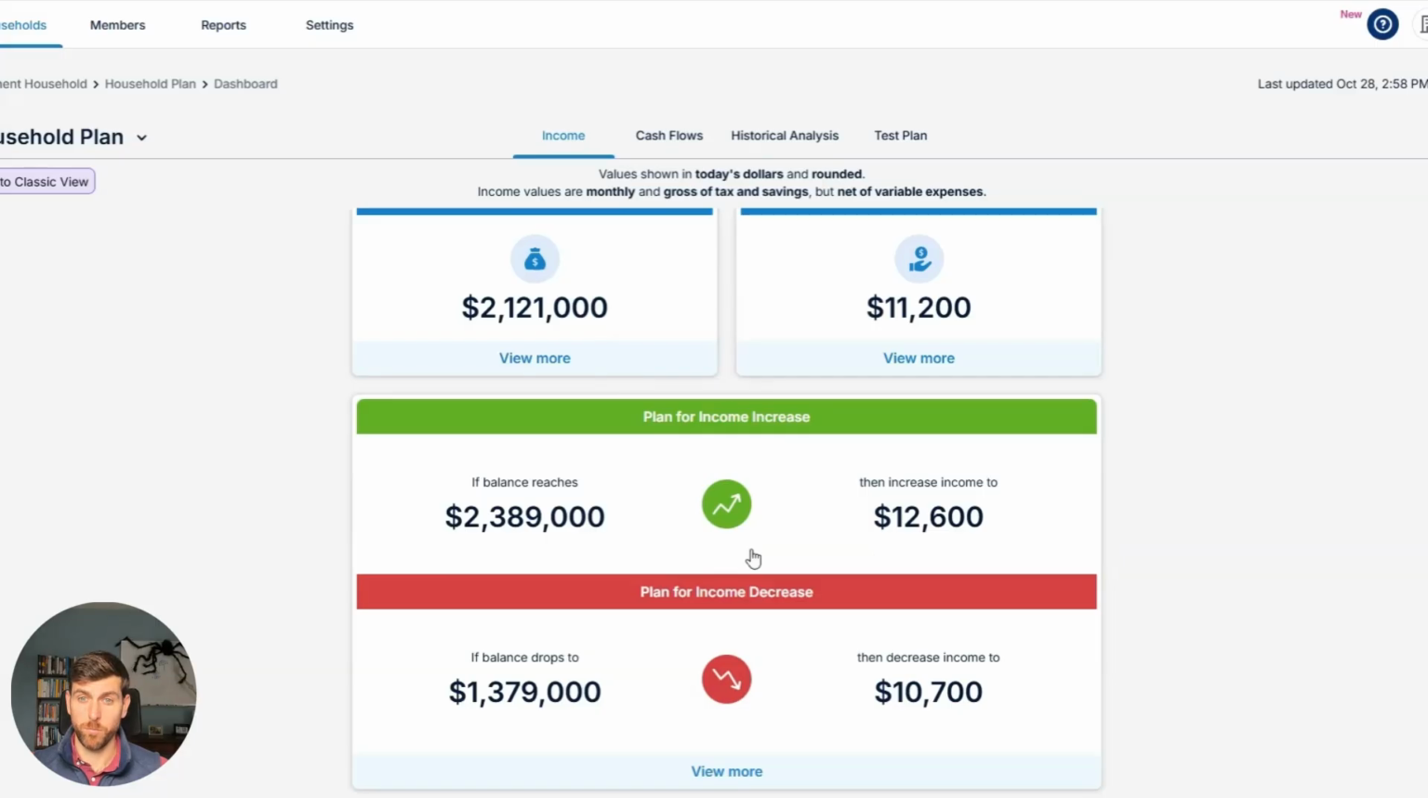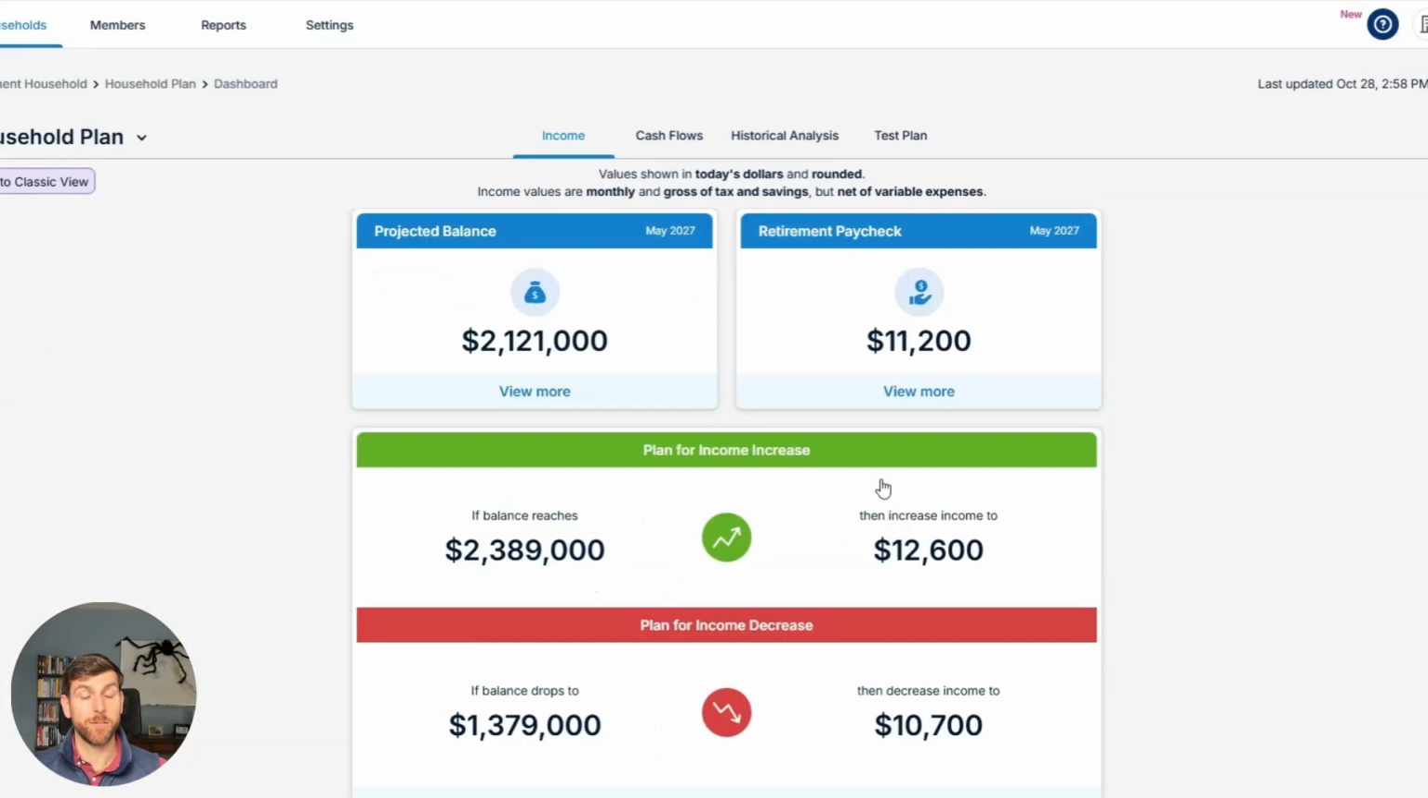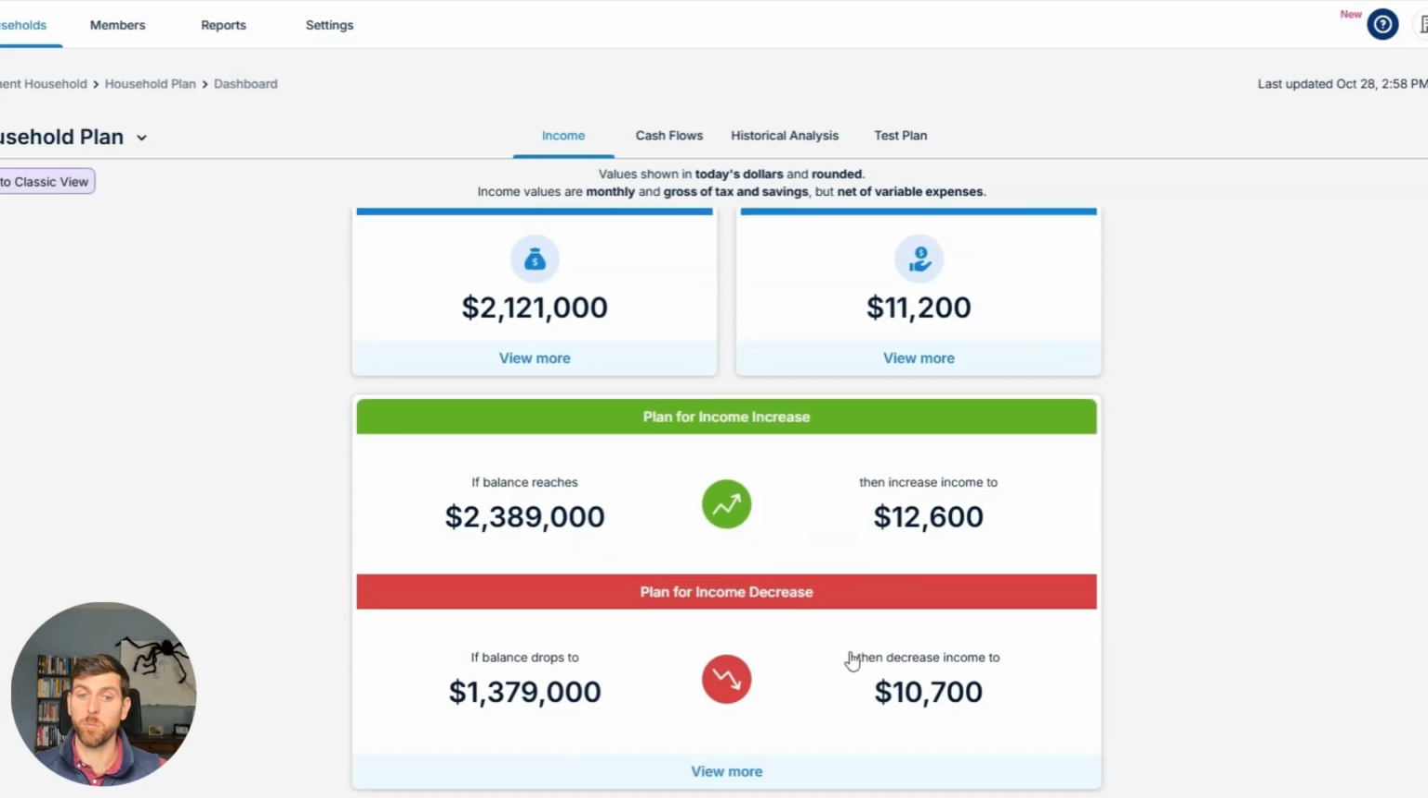So this is really meant to be simple to understand, because if you have $2.1 million today, that means based on their numbers, they could enjoy an all-in monthly paycheck net of taxes that is about $11,200. Now, if the portfolio grows to almost 2.4 million, we can give them a little bump. Their paycheck goes up, they get a raise. If the portfolio drops to about 1.4 million, for round numbers, we're going to have to give them a temporary pay cut to allow the portfolio a little bit of time to recover.